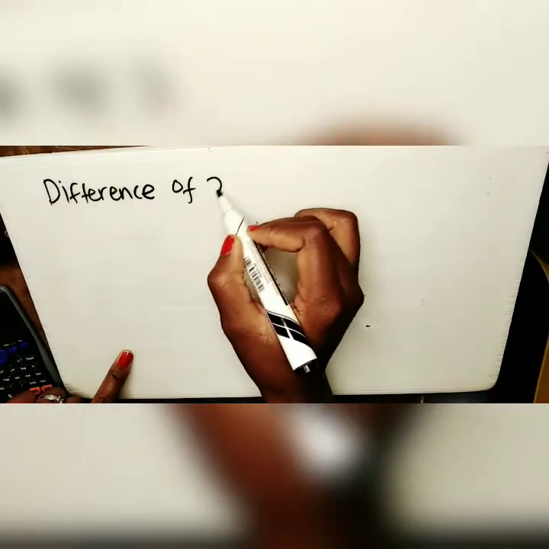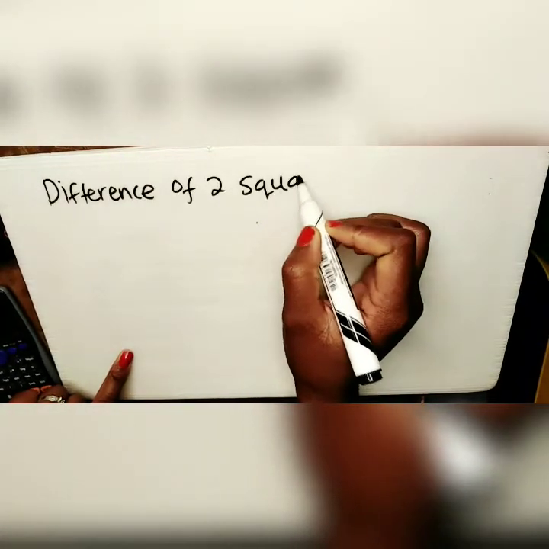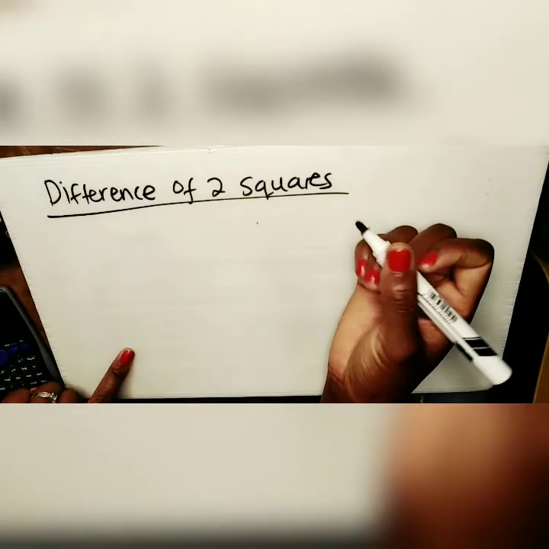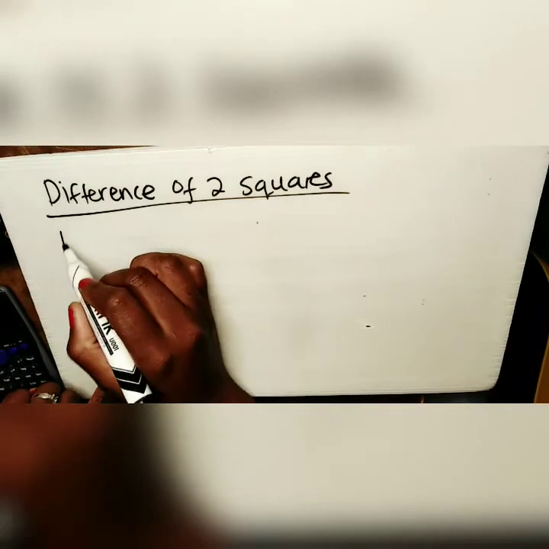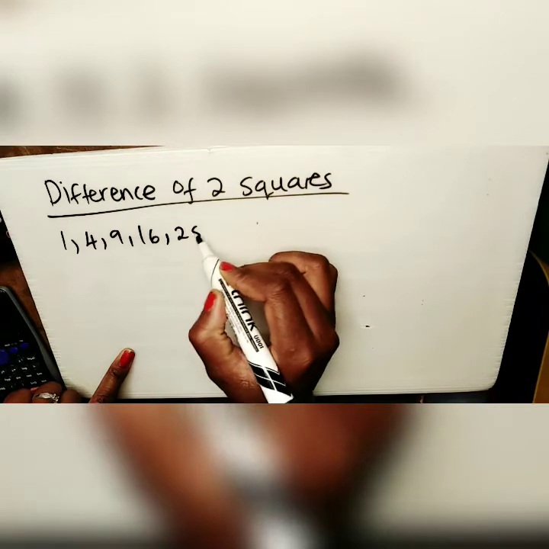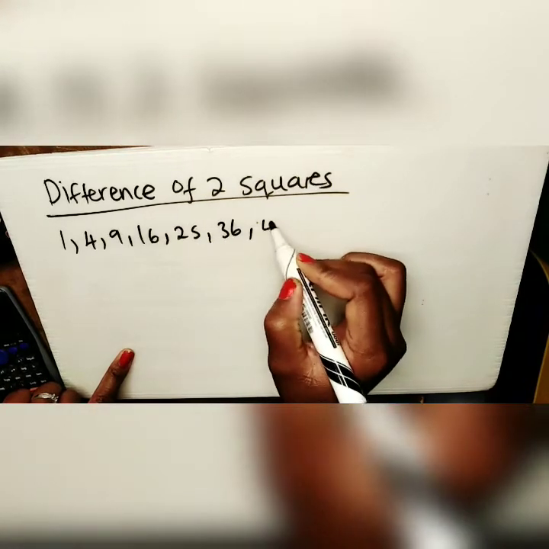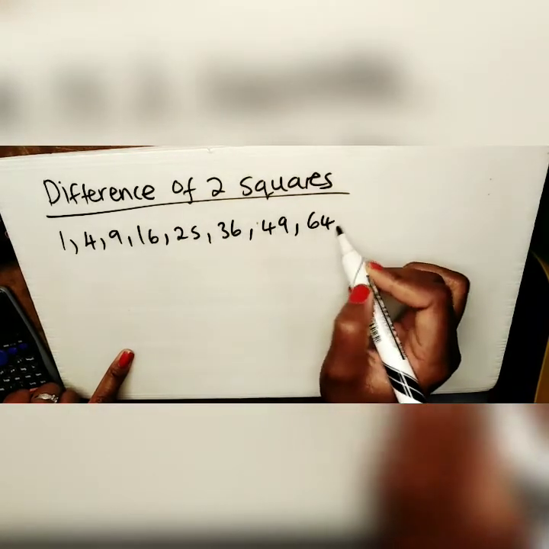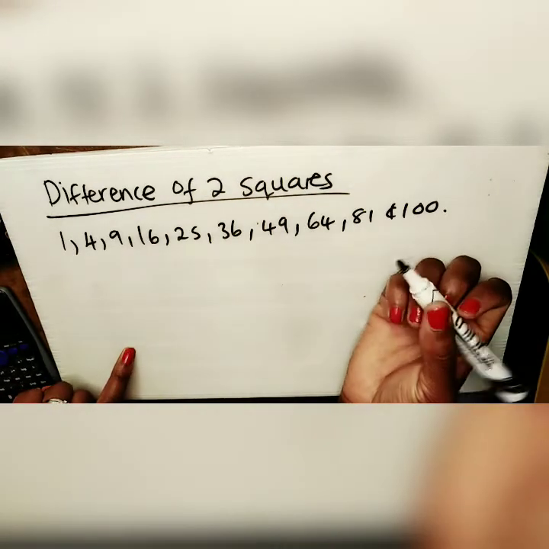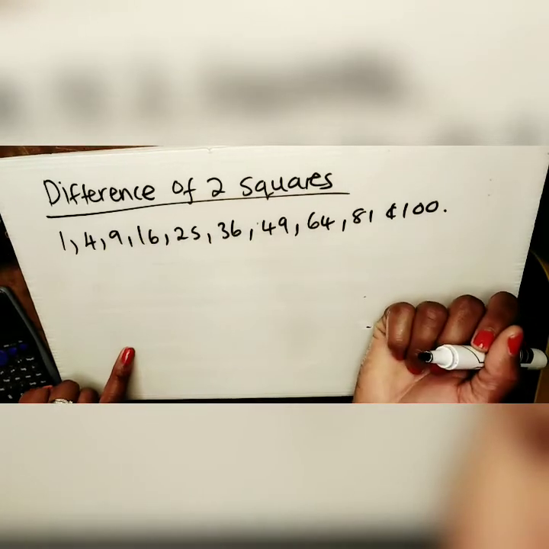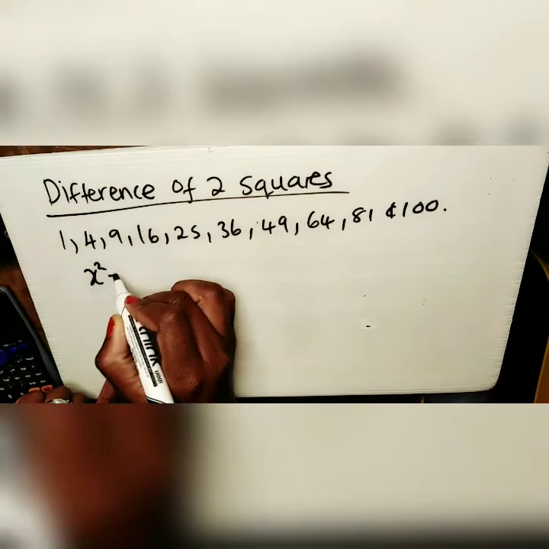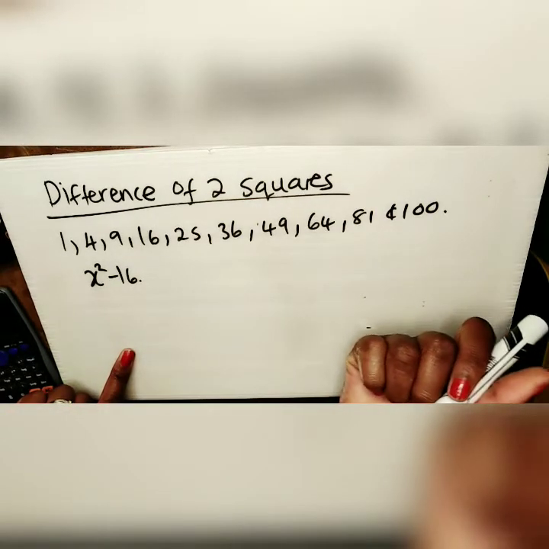Difference of two squares. On difference of two squares here, I'm sure you still remember your first 10 square numbers, which are 1, 4, 9, 16, 25, 36, 49, 64, 81, and 100. These are the first 10 square numbers that you need to be familiar with. So you must know their square roots as well.